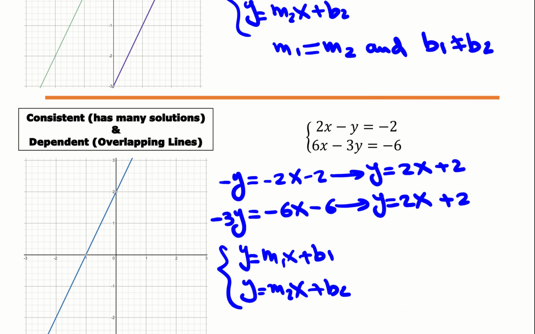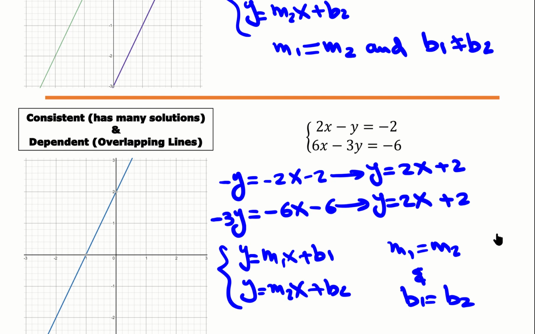Now, what we want to specify here is that in order to have this kind of a system, notice that not only do the slopes have to be the same, the y-intercepts would have to be the same too, so that the two lines become identical. So here we have m1 equals m2 and b1 equals b2. And there is the complete characterization and classification of all these systems.